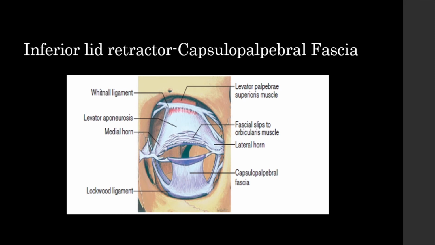rectus, and they split up into two horns, and then they lower the lid. They envelop the inferior oblique muscle, and they join together to form the Lockwood ligament, and it fuses with the orbital septum and inserts onto the inferior tarsal border of the lower lid.